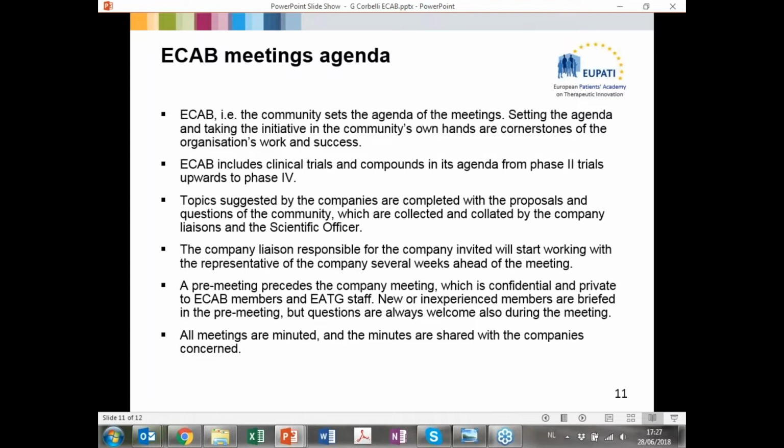All this work is usually done by an Ecab member, who takes the role of company liaison, so to say. He or she interacts directly with company representatives, and also follows very closely all the research going on for that company. So he or she monitors all the trial results and so on, and tries to provide a list of questions to be addressed during the meeting.